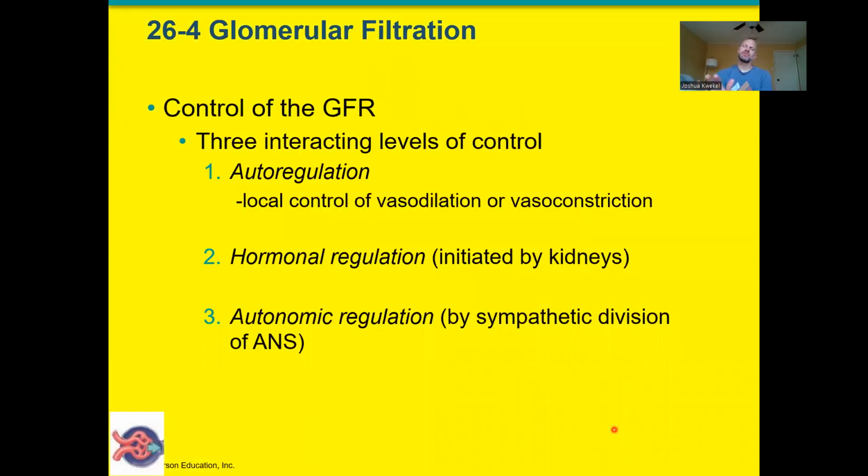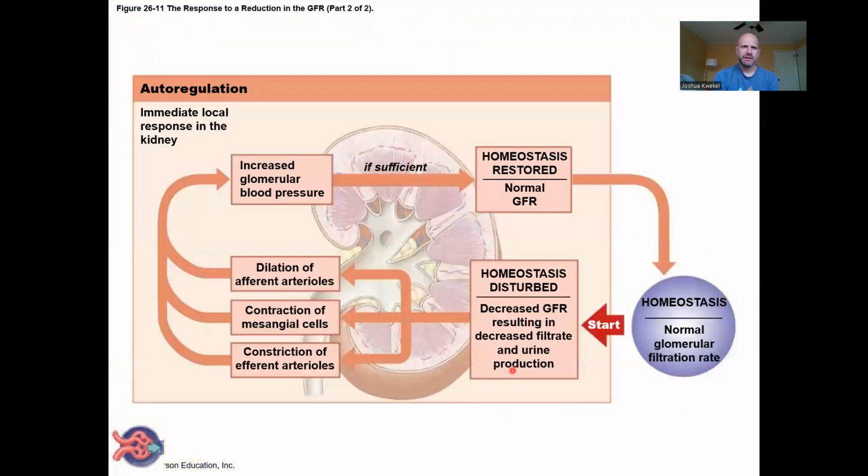So we can control GFR in a number of ways. There's autoregulation, that is the control of the vasoconstriction and vasodilation. We have hormonal regulation by the kidneys. We have autonomic regulation by the nervous system. So there's 3 ways here of regulating how much the glomerulus is filtering.